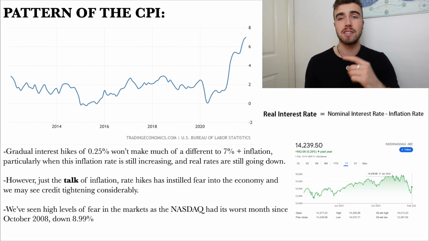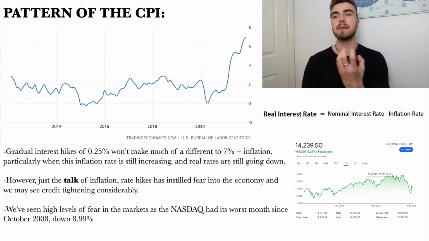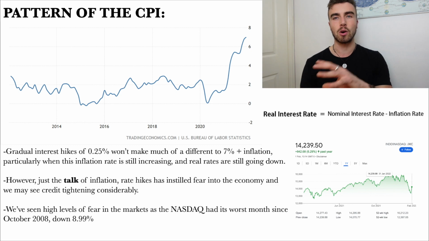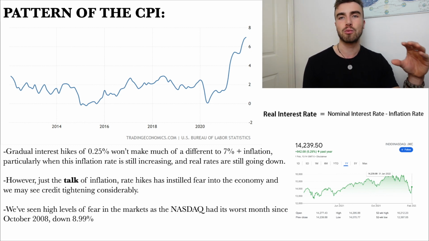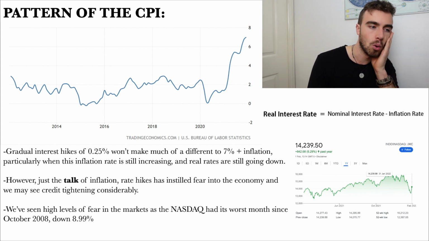But it's interesting to see that just the talk of inflation has instilled fear into the economy, and we may actually see credit tightening considerably, even though the Fed actually hasn't raised the base rate yet. It's going to be very, very interesting to see what happens. Maybe that was all part of their plan. I do find it hard to believe, looking at all this economic data, that the Fed really thought inflation was transitory until November, but we will see.